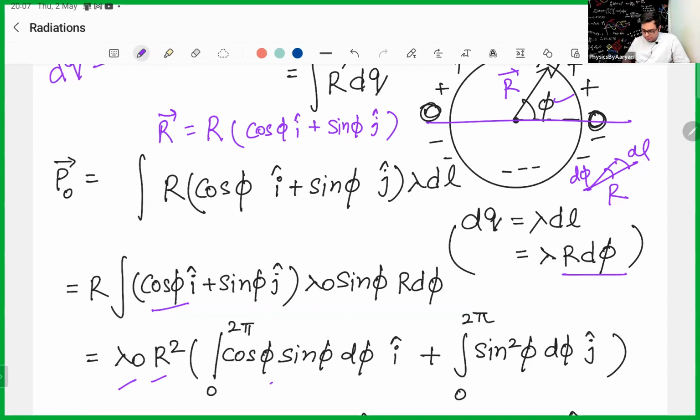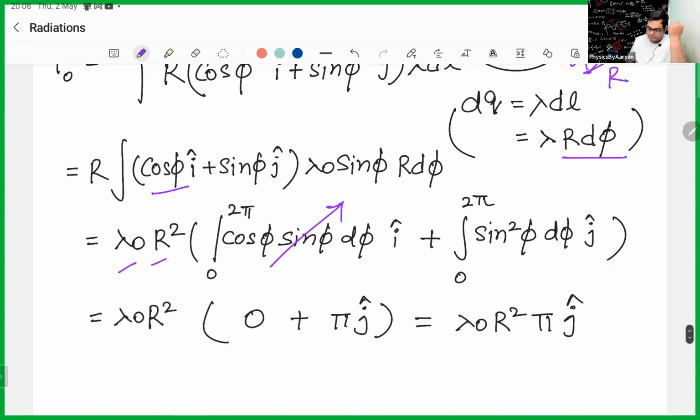Can anyone tell me what will be the value of this integration? 0. Why? Because it is an odd function. Cos is an even function, sine is an odd function, so odd into even becomes odd. So if it's an odd function, then its integration is 0. However, the integration of sine square phi or cos square phi from 0 to 2 pi is pi.